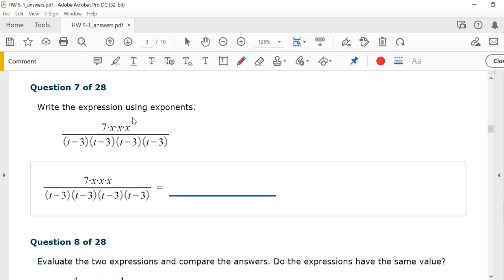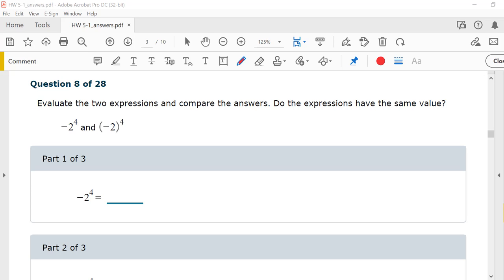Number 7, write the expression using exponents. Okay, up at the top, I see x times x times x, so that's going to be x cubed. Don't forget the 7 out front. Over, I see the quantity t minus 3 multiplied by itself how many times? 1, 2, 3, 4 times, so I'm going to raise it to the 4th power. 7x cubed over quantity t minus 3 to the 4th power.